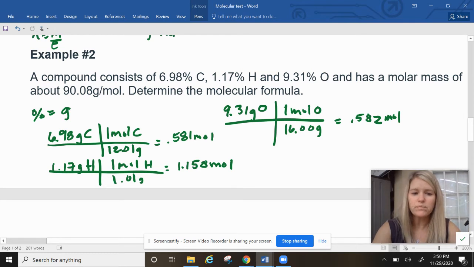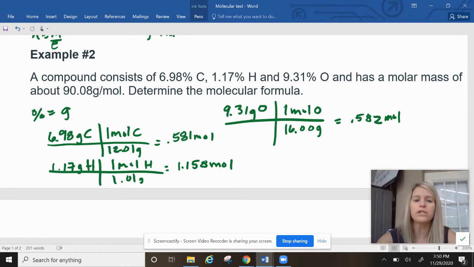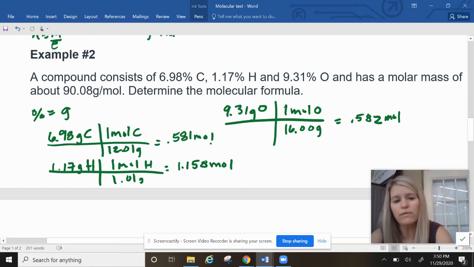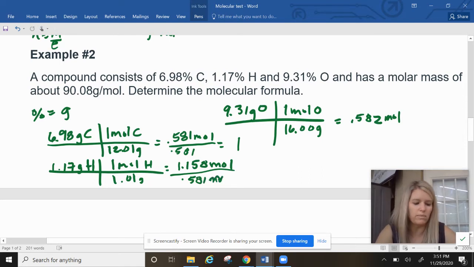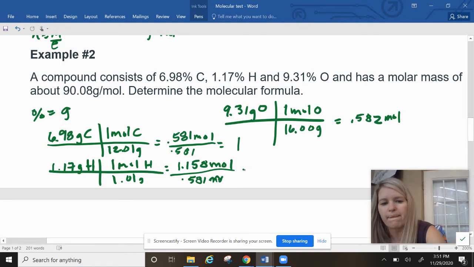Okay, so at this point, because now they're in moles, you can compare them to each other. The way we compare is divide them all by the smallest number of moles. So this 0.581 is the smallest, and we want the nearest whole number when we divide. So that's obviously 1. Let's just check this one: 1.158 divided by 0.581, and I get 2. And then obviously this is 1.